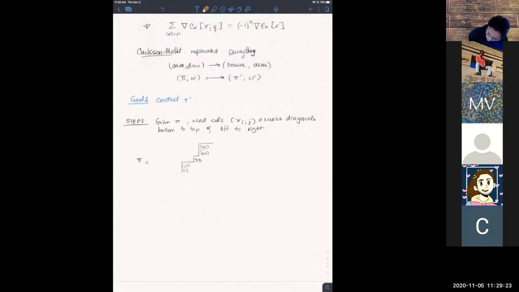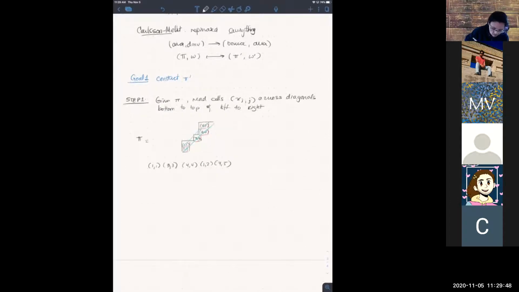All right, so let me just make that really clear which boxes I'm talking about. Right, these. So the idea is you just read across the diagonal. That's one diagonal, and then this is the second diagonal. All right, so then we get the sequence 1, 1, 3, 3, 4, 4, 1, 2, and then 4, 5. Right? Okay.